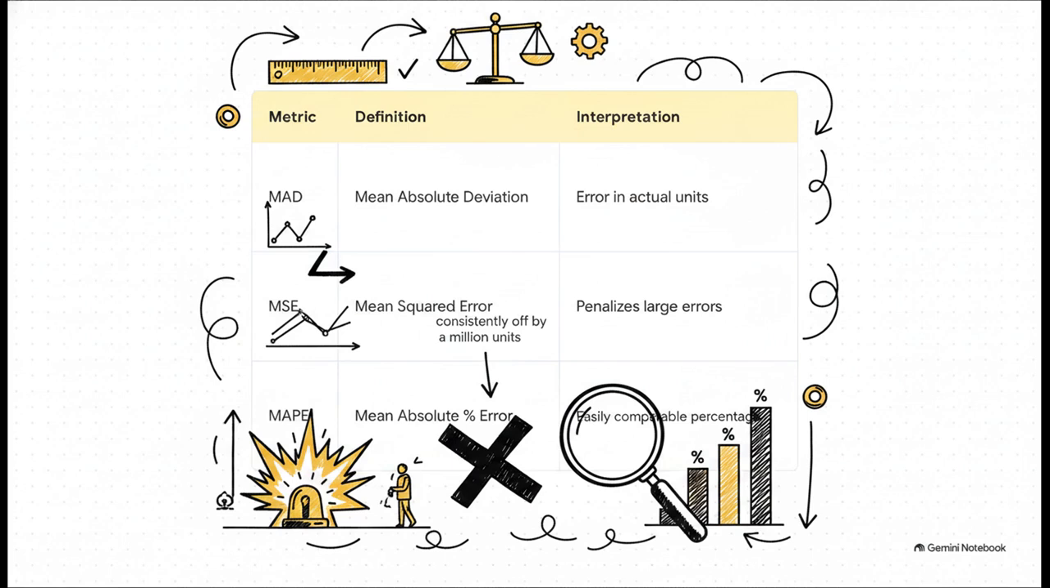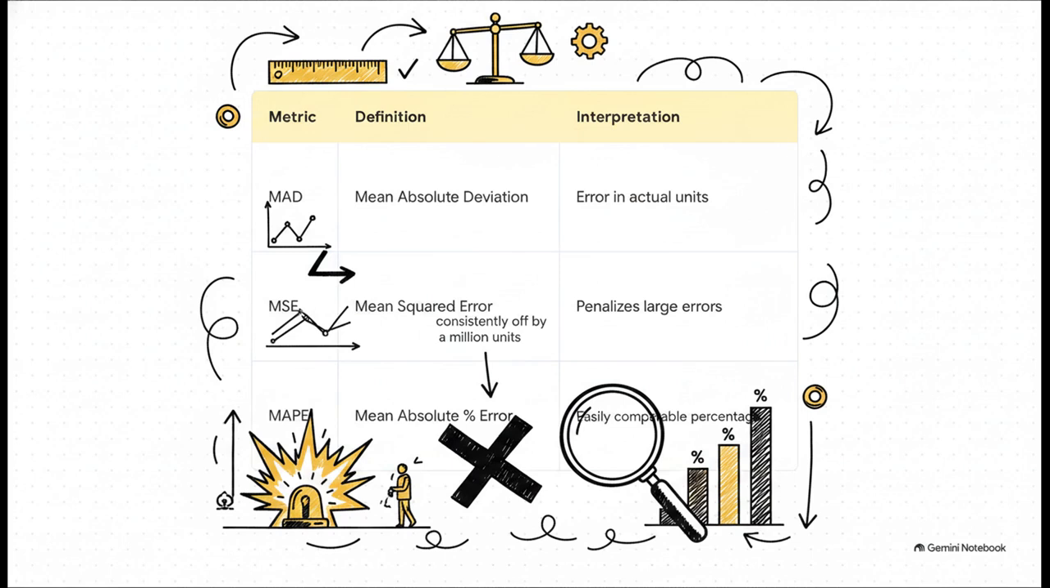First up is MAD, or mean absolute deviation. Managers absolutely love this one because it tells you your average error in actual absolute units. But then we have MSE, or mean squared error. By squaring the differences, this metric heavily penalizes massive outlier mistakes. If your forecast is just consistently off by a tiny bit, MSE is pretty forgiving. But if you're suddenly off by a million units, MSE is going to sound a massive alarm.